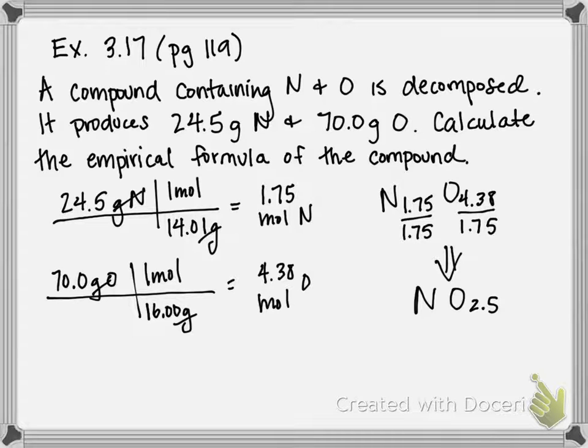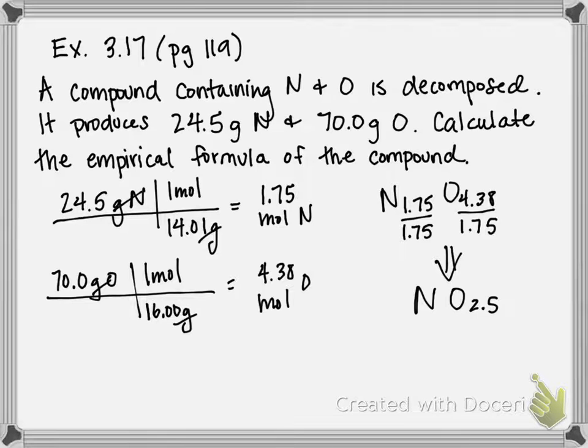Now, sometimes when you work these problems, you'll end up with whole numbers, and that'll be your empirical formula. But other times, if you get something like 2.5, that's not close enough to round to 3. So now what we have to do is we have to multiply all of these subscripts by a small whole number in order to get whole number subscripts. So typically I just start with 2, multiply both numbers by 2. If I get whole numbers from there, I stop. If not, I go to 3, 4, so on and so forth.